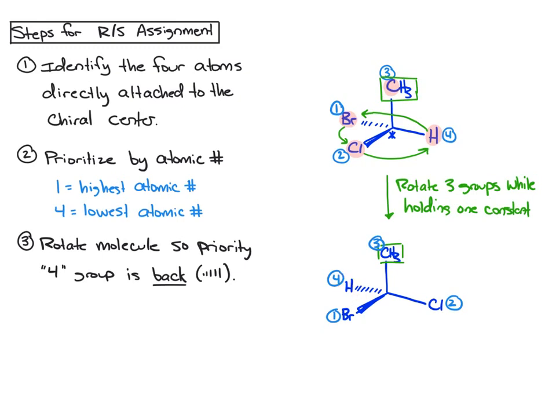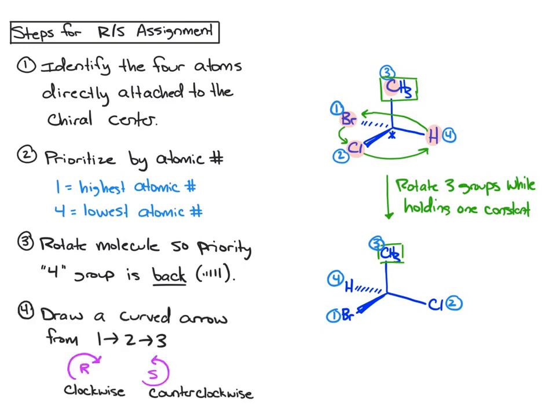So for our final step, to get our R or S configuration, we have to draw a curved arrow from priority 1 to 2 to 3. If our arrow goes clockwise or to the right, we assign an R configuration. If our arrow goes counterclockwise or to the left, we assign an S configuration.